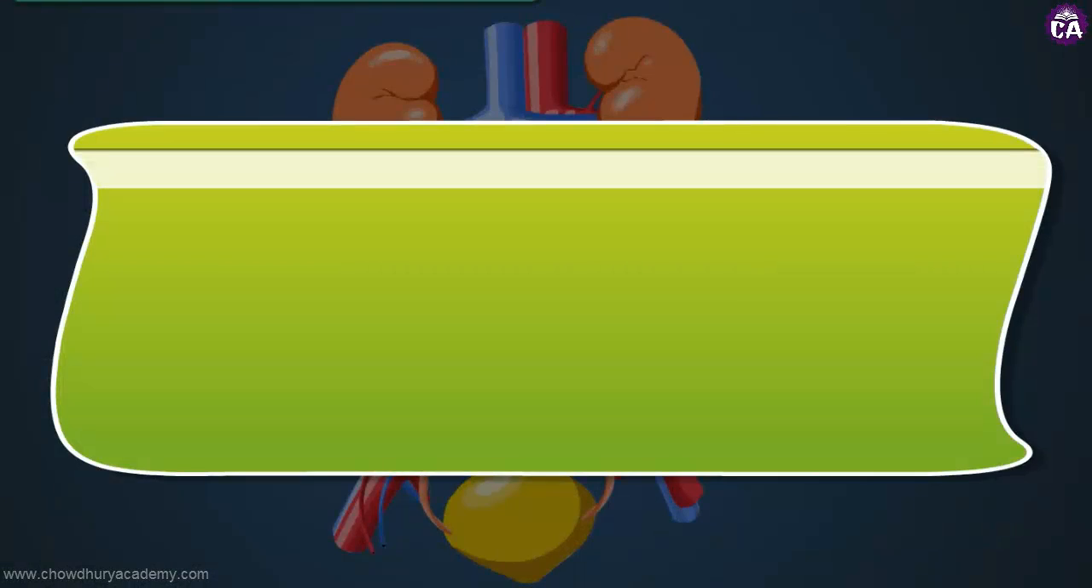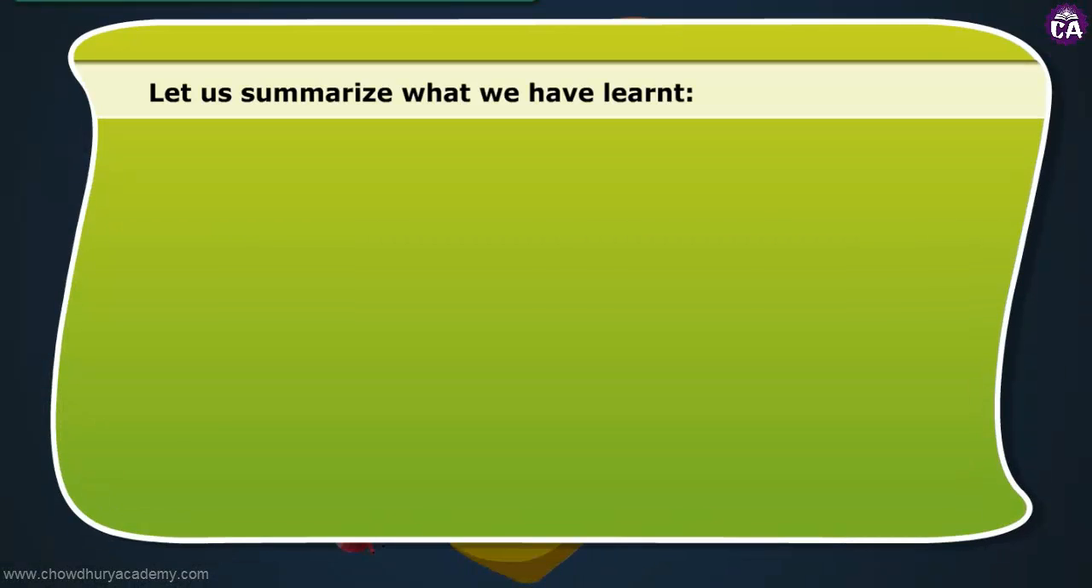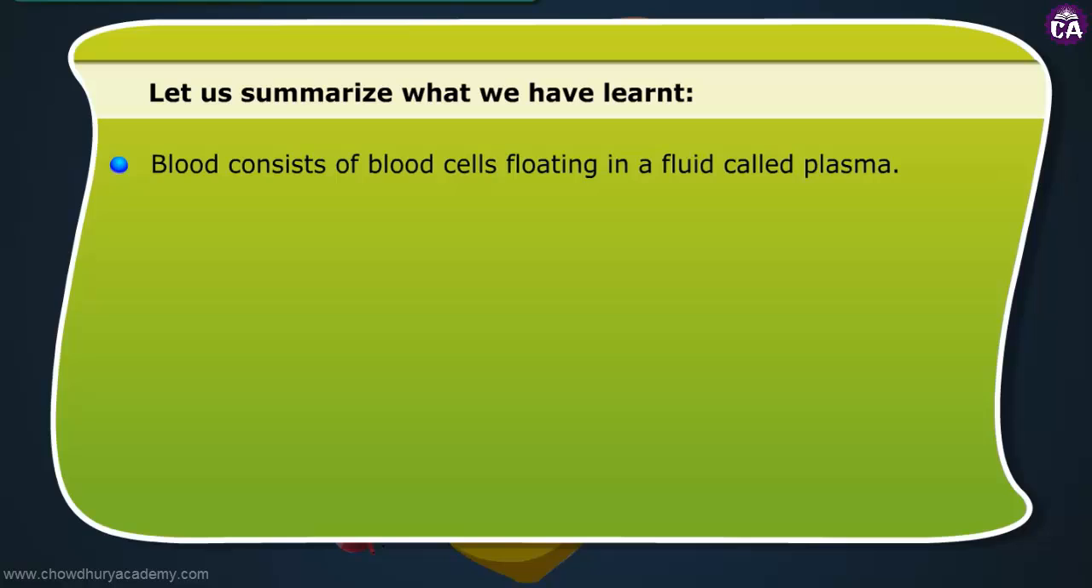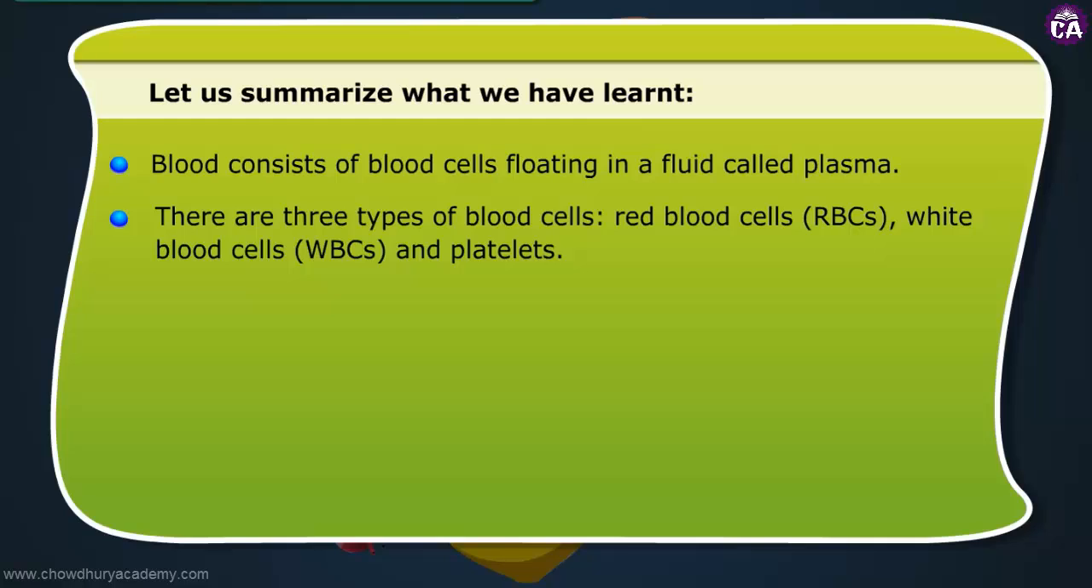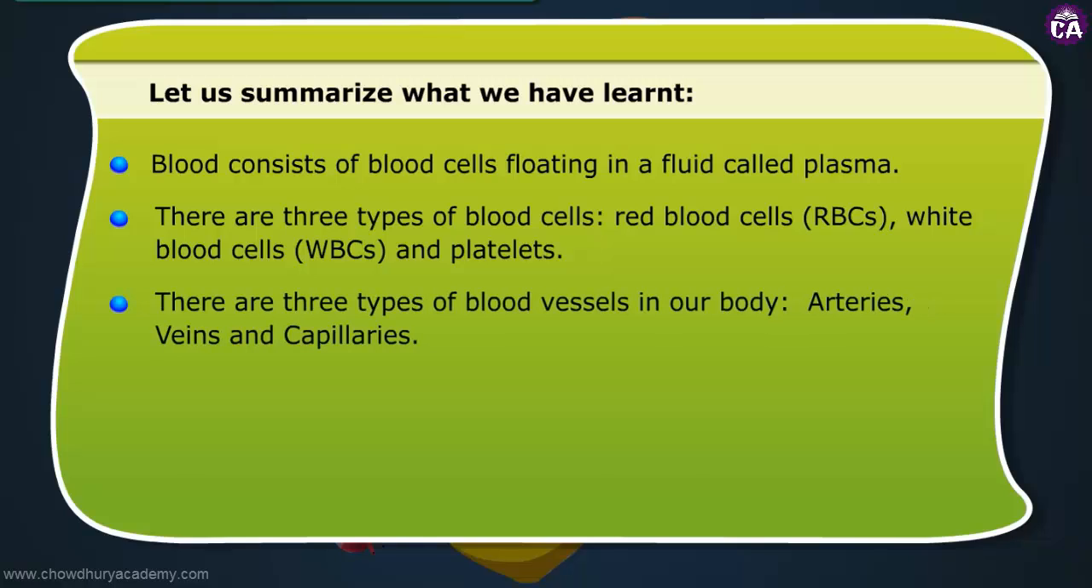Let us summarize what we have learned. Blood consists of blood cells floating in a fluid called plasma. There are three types of blood cells: red blood cells, RBCs, white blood cells, WBCs, and platelets. There are three types of blood vessels in our body: arteries, veins, and capillaries.